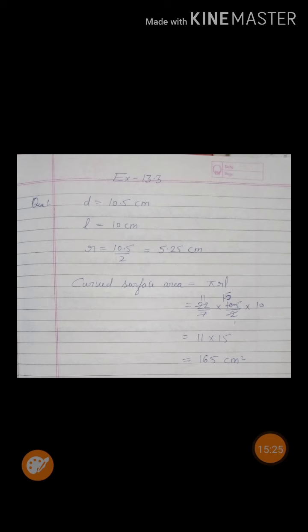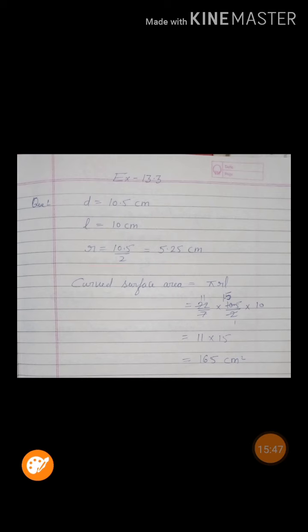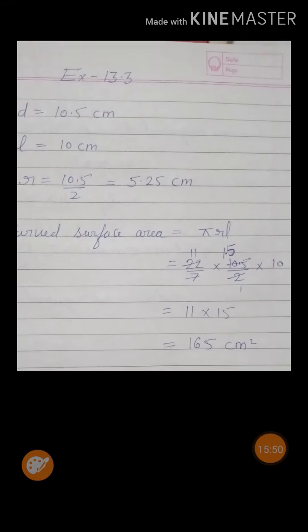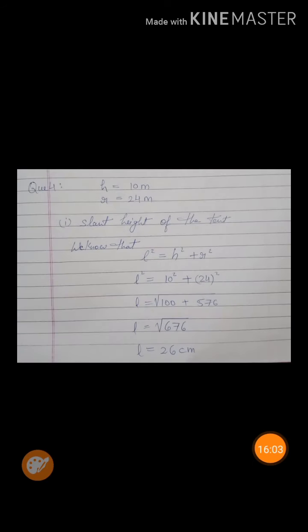So firstly we shall write whatever is given. Diameter is given 10.5 centimeter and slant height is given 10 centimeter. Slant height means L, and radius we need to find. Radius will be 10.5 by 2, or we can say 5.25 centimeter, and we need to find the curved surface area. So we know that the curved surface area is equal to pi r L. So we shall put the value of pi, r and L in this, and we shall get it is 165 centimeter square.